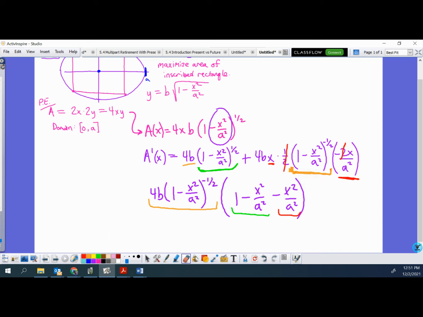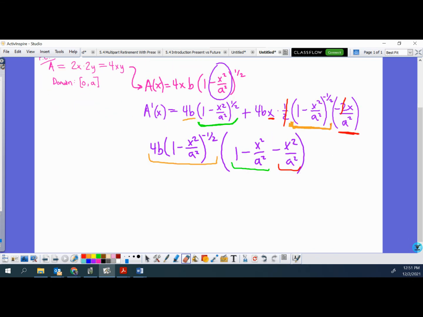I think we're good. So now we're looking, again, this is factoring. It lets you find those zeros and places where the derivative does not exist. This is A prime of x.